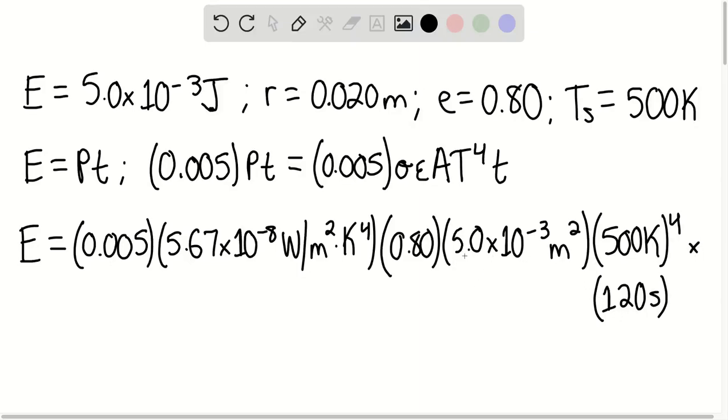Again, this 5.0 times 10 to the negative third is simply the area, equaling 4 pi r squared for a sphere, with r equaling 0.020 meters. And we find that the energy E is approximately 8.6 joules. That is the end of the solution.